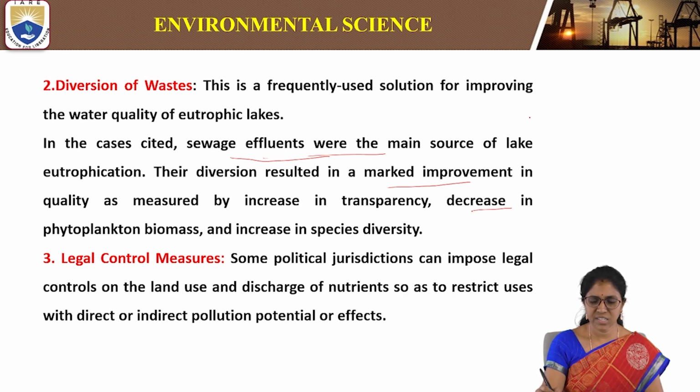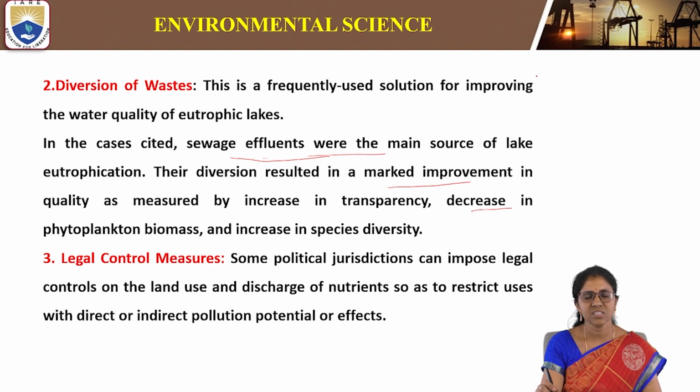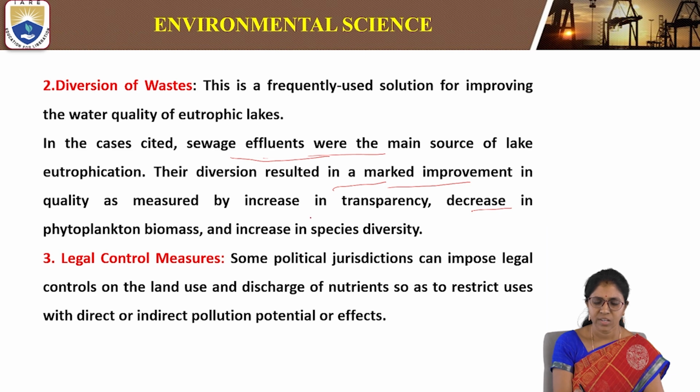Diversion of waste is a frequently used solution for improving the water quality of eutrophic lakes. Eutrophication takes place due to high nutrients from drainage, sewage, agriculture and other runoff. The diversion resulted in a marked improvement in quality, as measured by increasing transparency, decrease in phytoplankton biomass, and increase in species diversity.